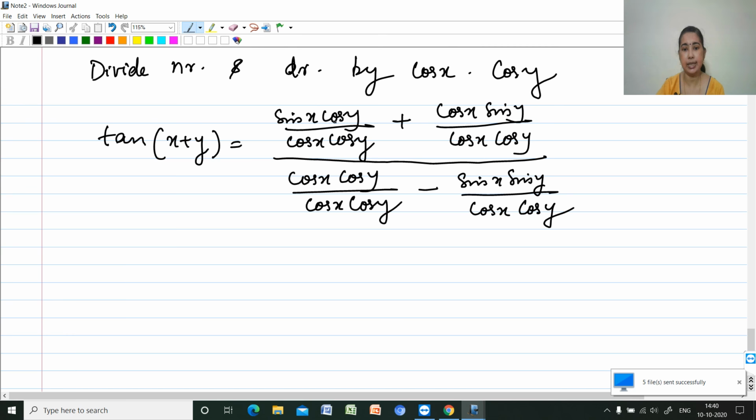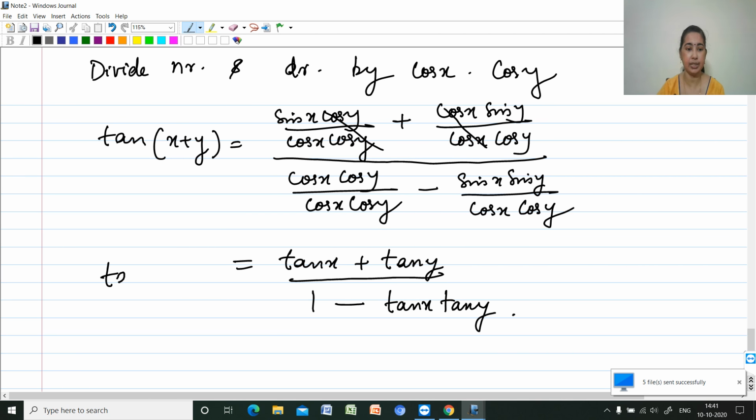Now here you can see that cos y is common, so we can cancel this cos y. Here we can cancel cos x, and here both will be cancelled, so remaining 1. So the numerator will be sin x by cos x, which is tan x, plus tan y, divided by cos x cos y by cos x cos y is 1, minus sin x by cos x is tan x, sin y by cos y is tan y, so tan x tan y.